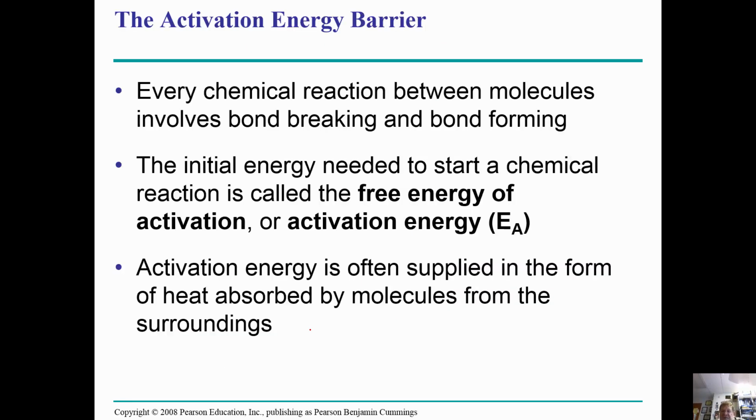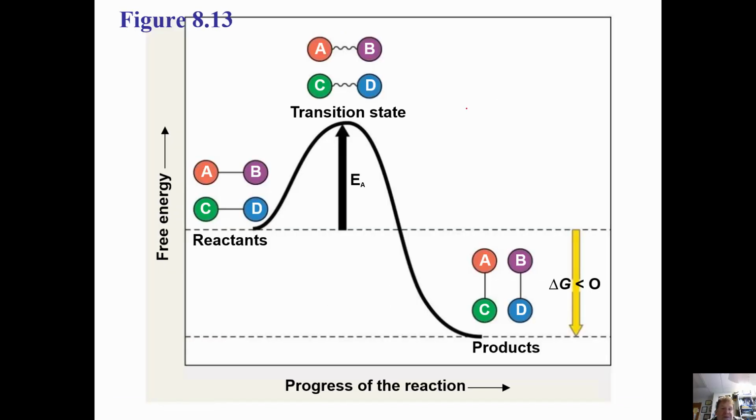Every chemical reaction between molecules involves bond breaking and bond forming. The initial energy needed to start a chemical reaction is called the free energy of activation, or energy of activation. Activation energy is supplied in the form of heat absorbed by molecules from the surroundings. And so that's why a lot of times if you heat something up, you can see reactions go. Especially if the reaction releases heat, like this one does, as long as we get over this hump through this transition state, we will see it.